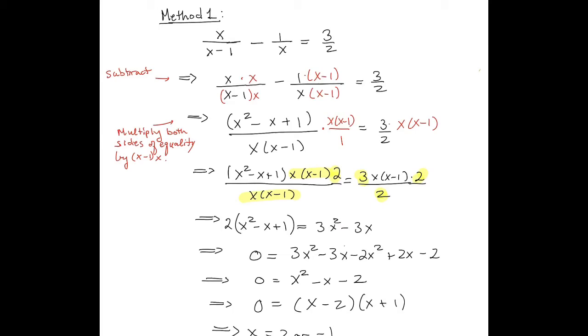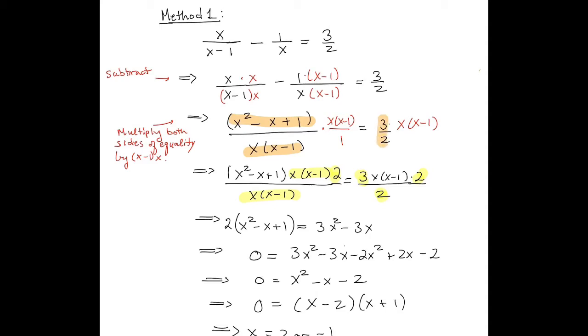We get a common denominator for the left side. We multiply the left fraction by x, numerator and denominator, and the right one by x minus 1. That gives us a common denominator of x times x minus 1. And we subtract those fractions. We get this. And the right-hand side is already simple, so we have 3 over 2.